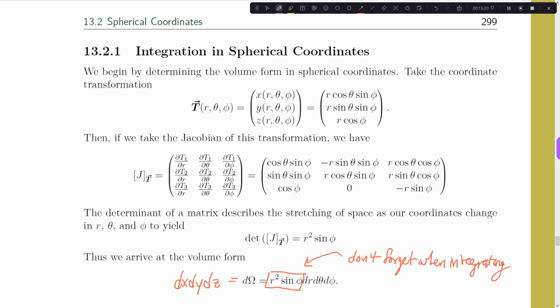So if we construct an integral in spherical coordinates, we have to remember to add an r squared sine phi into our integral. Okay, so I'm going to jump over now to that website because the book ends the chapter here without any examples, and I'd like to go through at least one integral example in spherical coordinates.